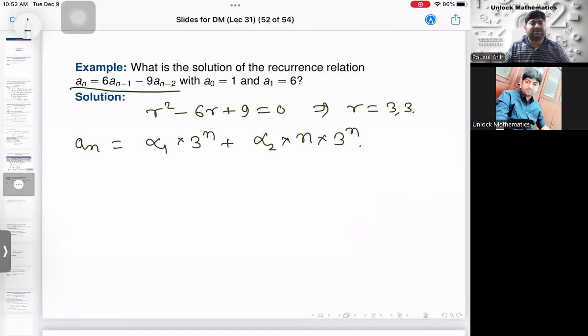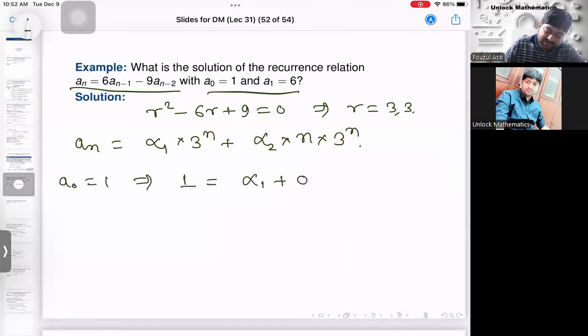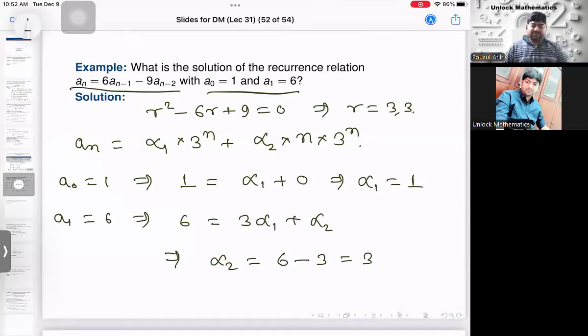What is unknown here? Alpha 1 and alpha 2. How to get that? By taking the initial values. Put n equal to 0. So a0 equal to 1 implies that 1 is equal to alpha 1 plus this part is 0, so plus 0. Basically alpha 1 is equal to 1. Again I have a1 equal to 6. This implies that 6 is equal to alpha 1 into 3 to the power 1 plus 3 to the power 1 into 1, so plus alpha 2. But alpha 1 equal to 1 we already got. Therefore alpha 2 is equal to 6 minus 3 alpha 1, so 6 minus 3, it is 3. So alpha 1 is equal to 1, alpha 2 equal to 3.